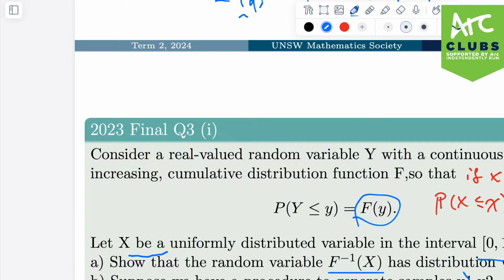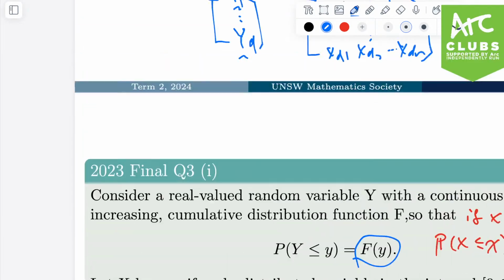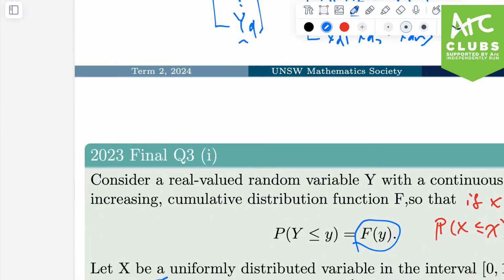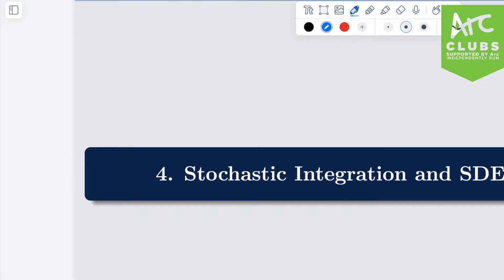The practical difficulty is that most of the time you can't really compute F inverse. Unless F is a standard normal distribution or an exponential distribution, you can kind of compute F inverse. But if F is a very complicated CDF, the difficulty is to find F inverse. And that's everything in random numbers and simulations. I'm just going to get some water, but I will be back in 2 minutes for stochastic integration and SDE.